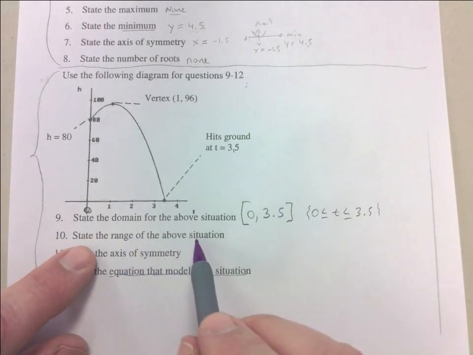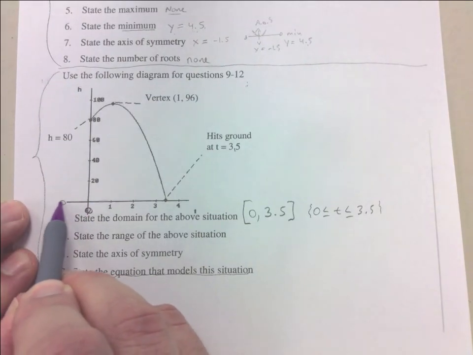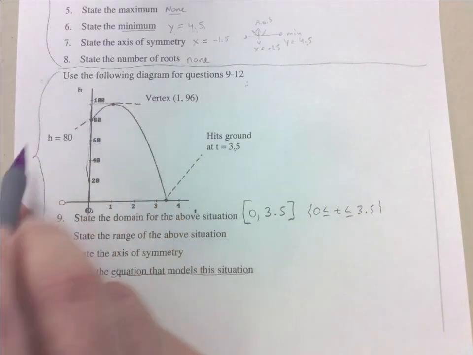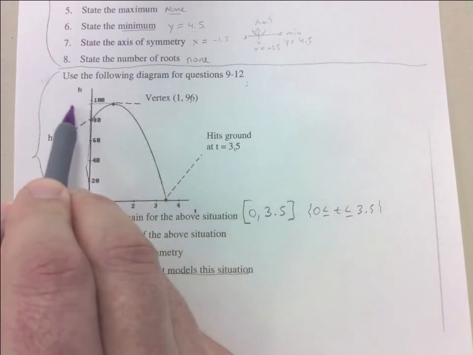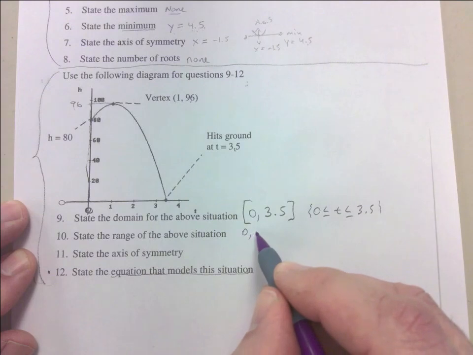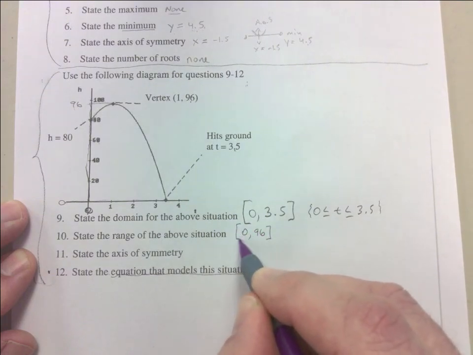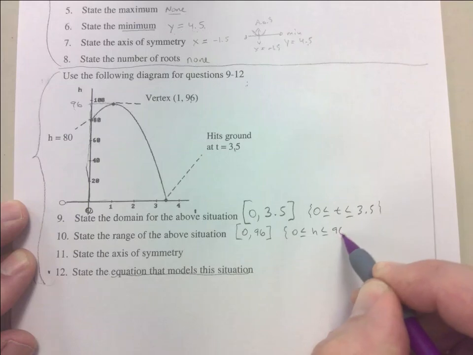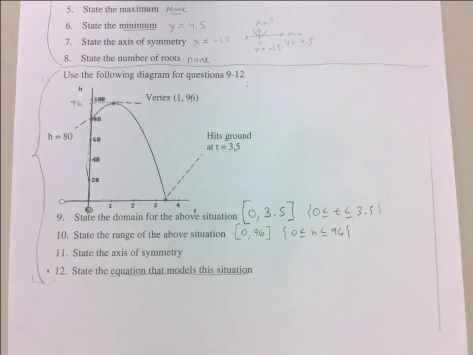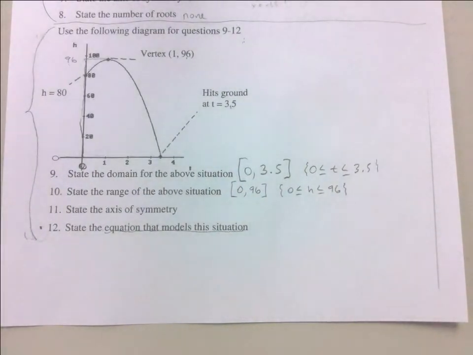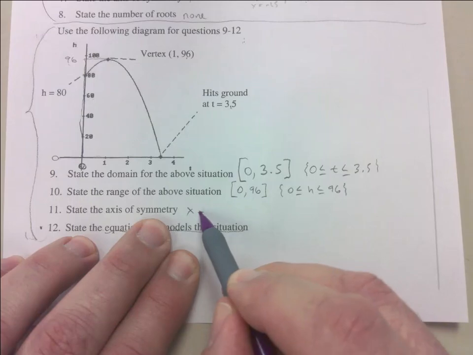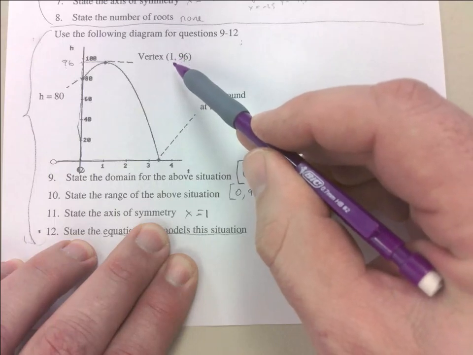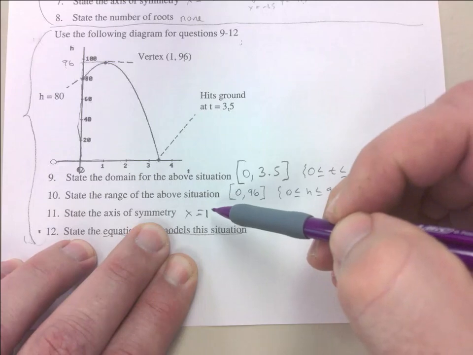1 mark for that. State the range. You look at the y-axis. So you're going from 0, you go along the y-axis until you get to the highest point. So this is 96. So this would be 0 to 96. Or this is the equivalent, okay? State the axis of symmetry. X is equal to 1, because it's the x value of the vertex that determines the axis of symmetry.